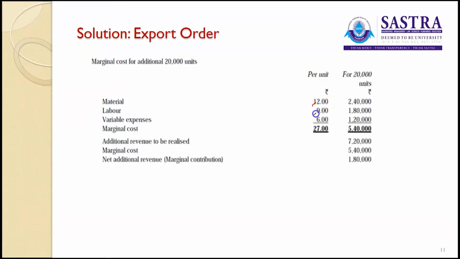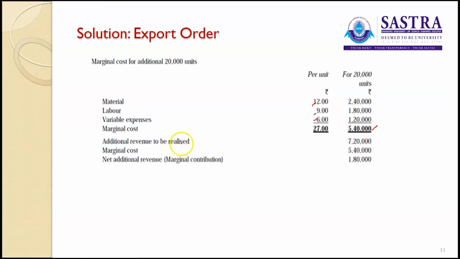So this is your variable cost, and that is otherwise the marginal cost. Now we are calculating what is the variable cost for 20,000 units. 20,000 into 12, it is 2,40,000. 20,000 into 9, 1,80,000. 20,000 into 6 will have 1,20,000. So we have a marginal cost of 5,40,000.